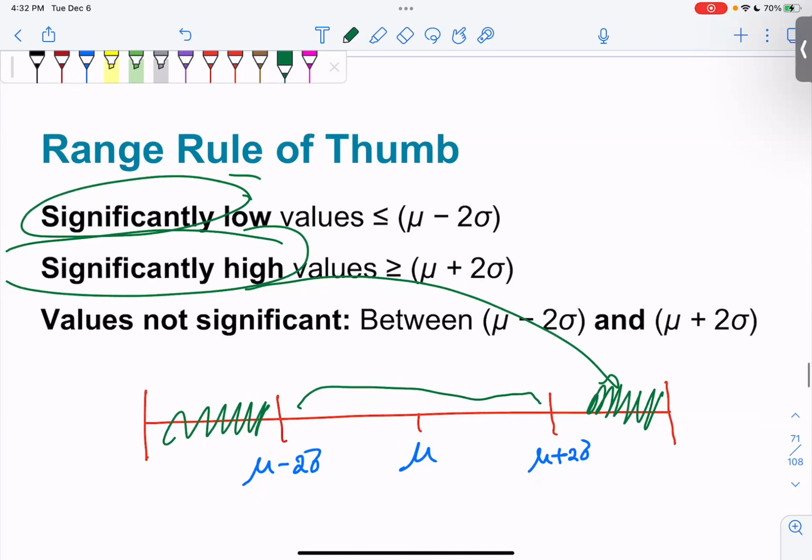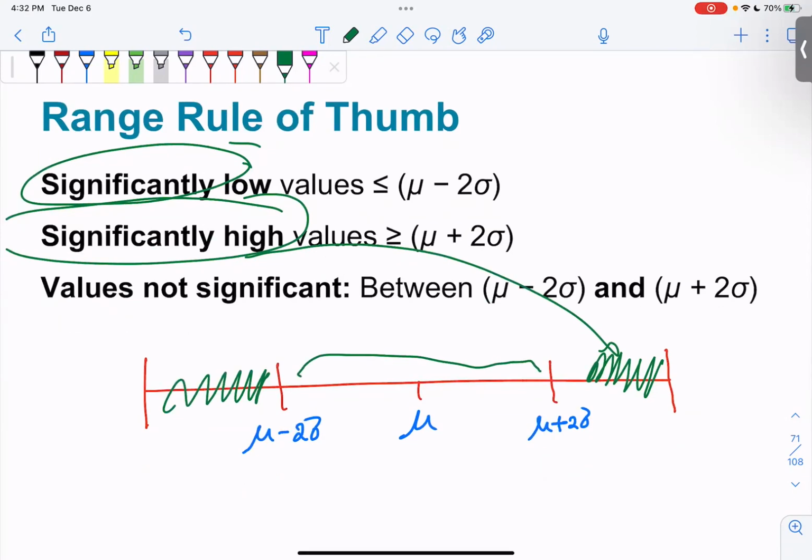Okay? So here you have the minimum value, the maximum value, and then you have mu here, mu plus 2 standard deviations, and mu minus 2 standard deviations. Any value equal to or greater than this will be significantly high. Any number here, equal to this value or smaller, will be significantly low. Any number in between is not significant.